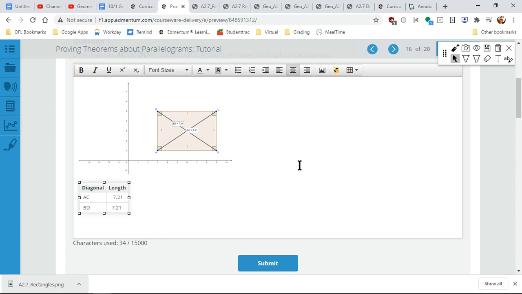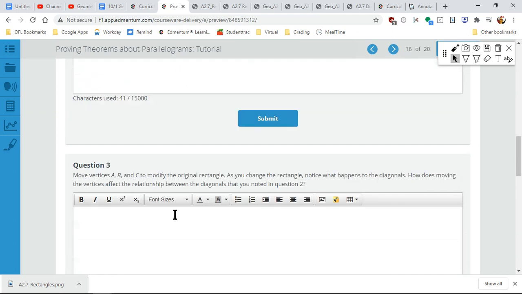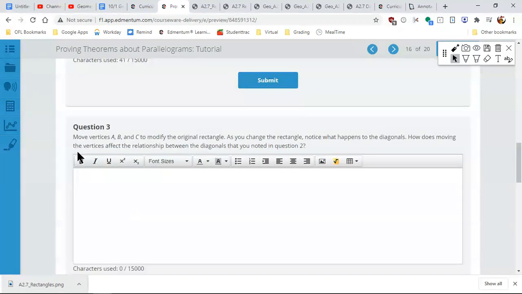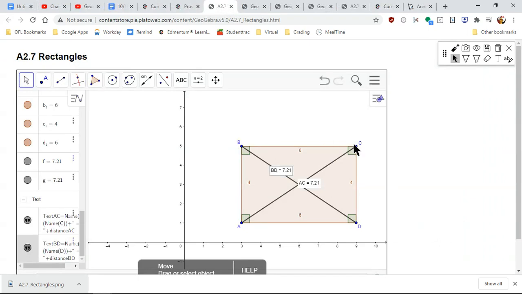We got those. How do the measurements of diagonals compare? In the rectangle, the diagonals are equal. Move the vertices around to notice the difference. So let's move the vertices of this rectangle around and see if anything changes.